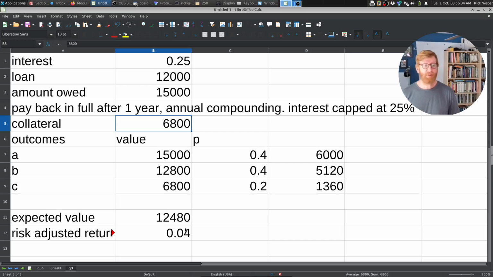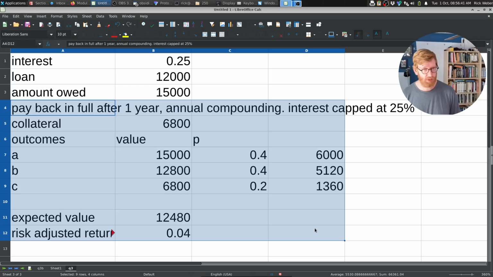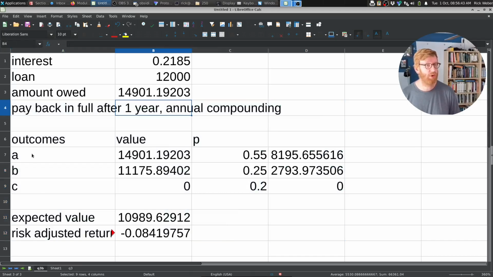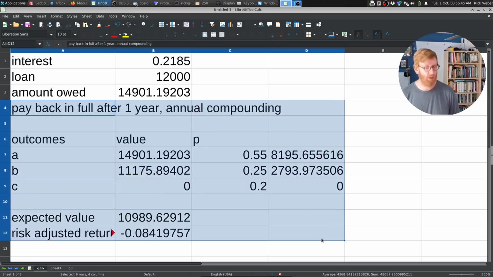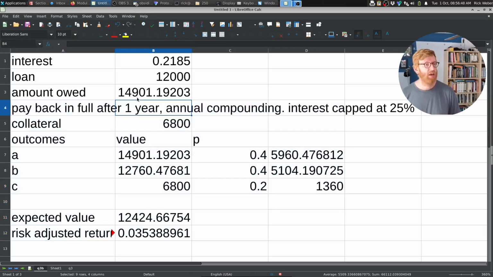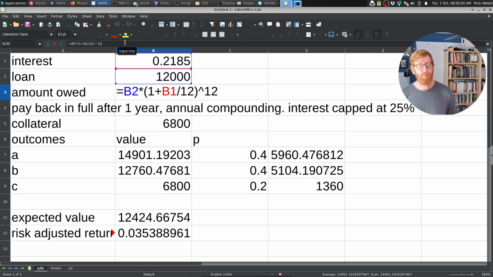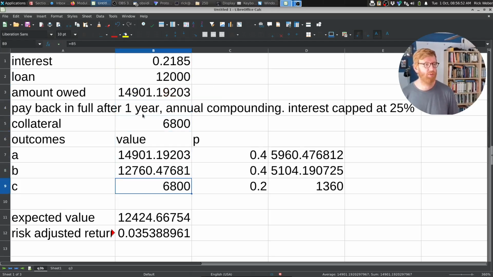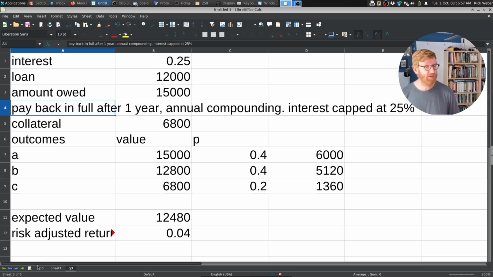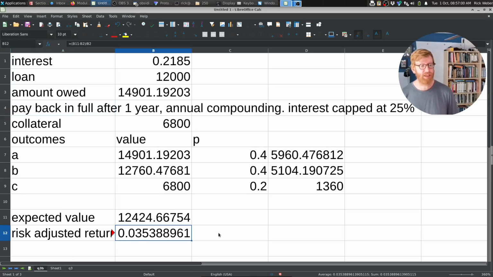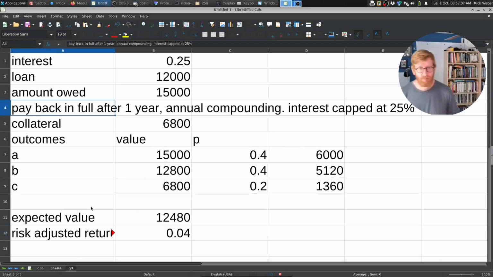So what we built up in the last couple questions, and actually let's not forget to go, let's just grab this whole block from row 4. There we go. So here we've got the monthly compounding, and notice with the same collateral, our risk-adjusted return is a little bit lower. Instead of 4%, it's 3.5%. Interesting.